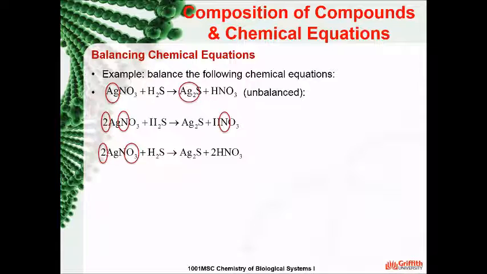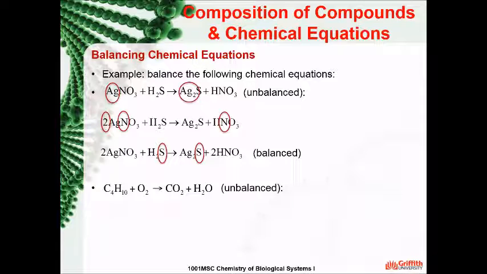Let's check the oxygen. Originally we had 3 oxygens in silver nitrate, but because we added 2 in front of the compound to balance the other elements, we now have 2 times 3 equals 6 oxygens. On the right side we also have 6 oxygens, so that's balanced. In terms of hydrogen, we have 2 on either side of the equation, so that's also balanced. The final element is sulfur. There is 1 on each side. So the equation is now all balanced.